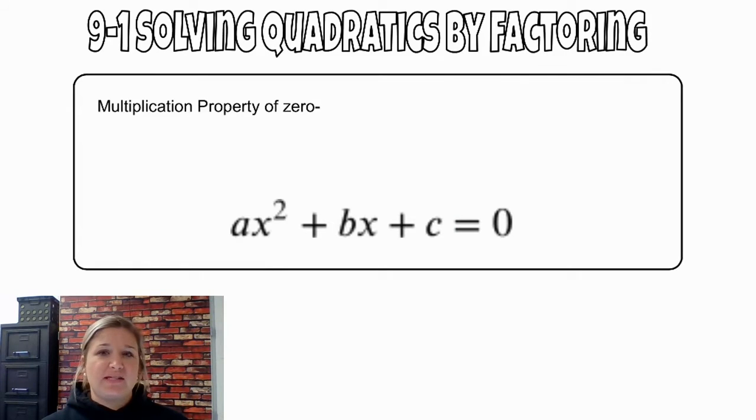Looking at quadratics now, but we're going to look away from the parabola part, the graph, and look at solving them strictly as an equation. So what we're going to talk about first is the multiplication property of 0. Essentially, that means anything times 0 is going to be 0.